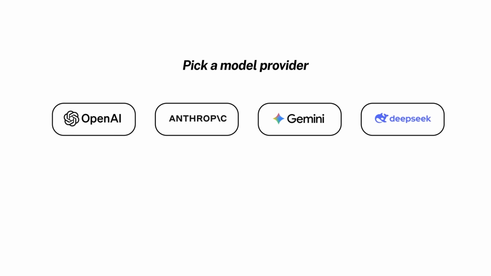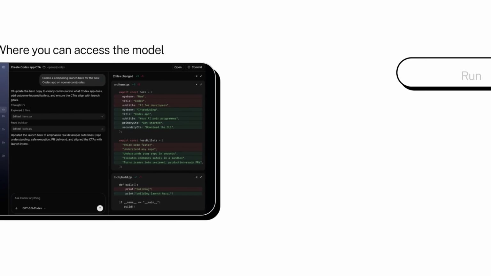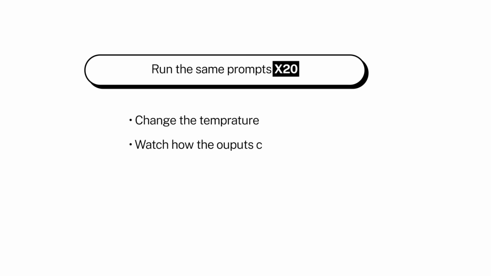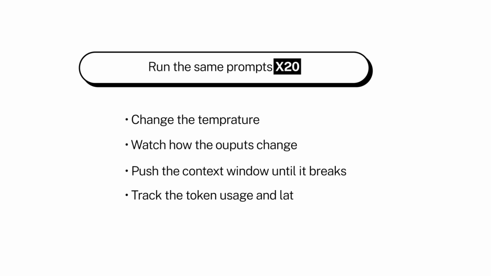Instead, here is what I want you to do. Pick a model provider, whether it's OpenAI, Anthropic, Gemini, DeepSeek, whatever. Go to the playground or a console where you can access the model. Run the exact same prompt 20 times. Change the temperature, watch how the outputs change, push the context window until it breaks. Track the token usage and latency as well. Go ahead and try ambiguous prompts and see how the model handles uncertainty.